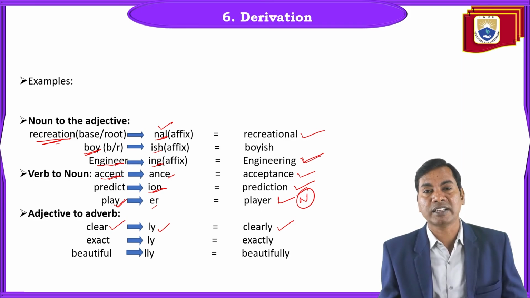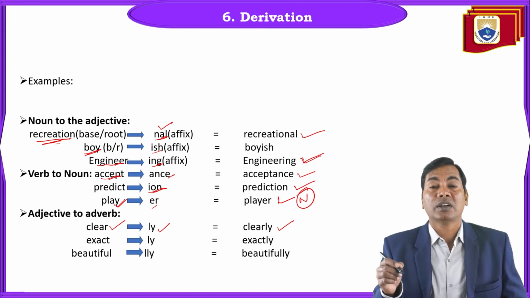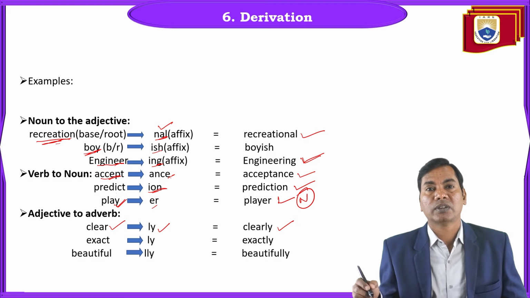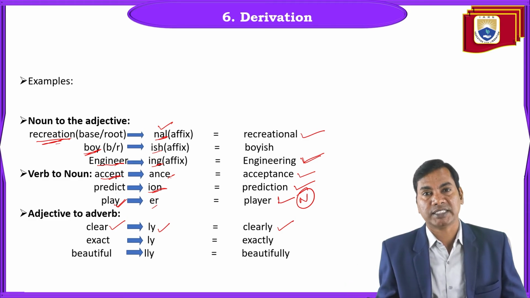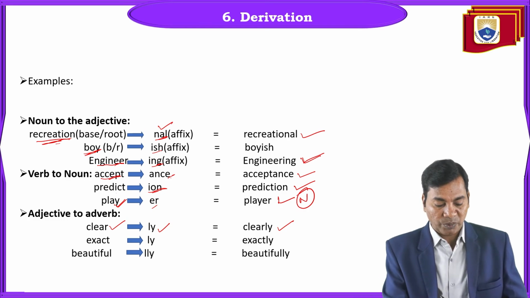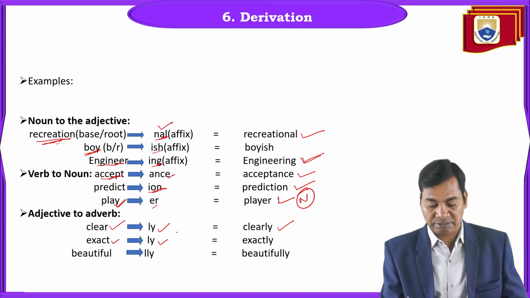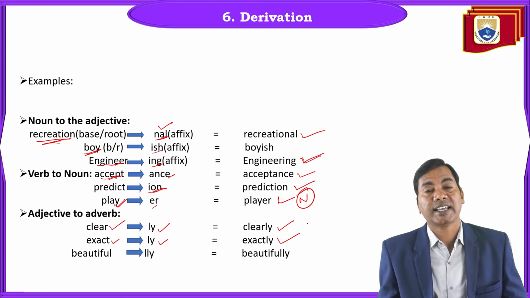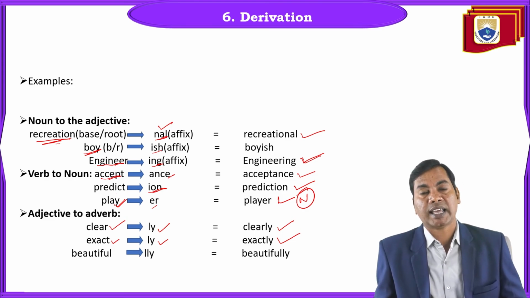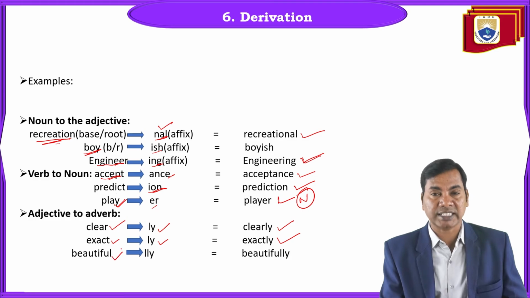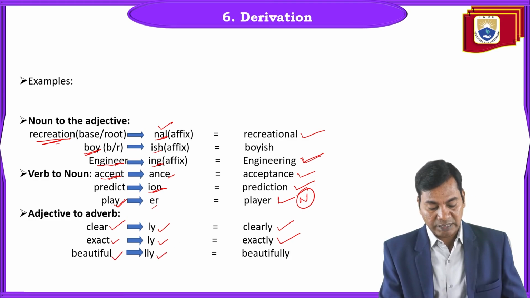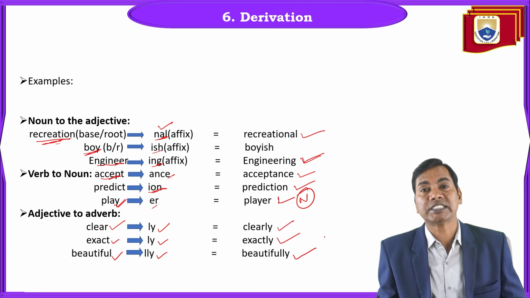He explained clearly. Clearly is talking about how he explained. Clearly is talking about the way of explaining things there. Now, exact is an adjective, right? And by affixing ly to that, it becomes exactly, which is an adverb. Now, beautiful is an adjective. By adding ly to that, it becomes beautifully, which is an adverb.